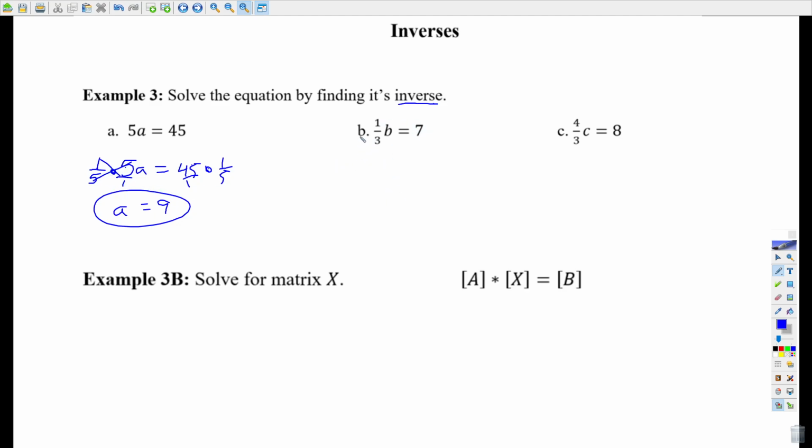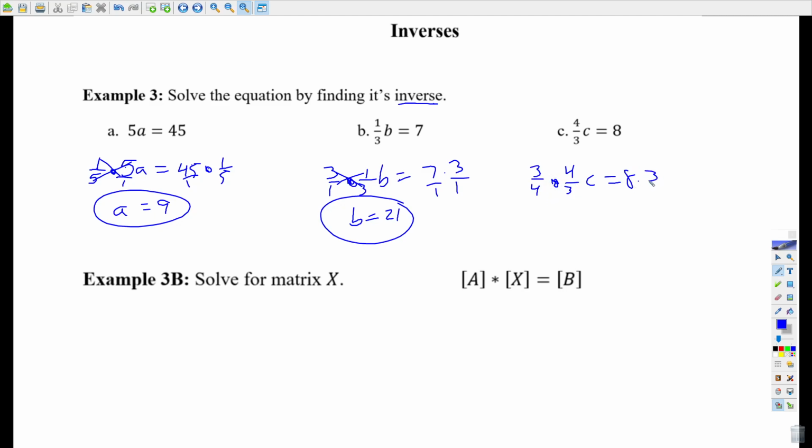It's the same idea. So for part B, we have 1/3 B equals 7. How would we get rid of the 1/3 with multiplication? We would multiply by the reciprocal, in this case 3 over 1. Do the same thing over here. Then you get 3 over 3, they cancel out, just B. Over here, you can put it over 1 and get 21 over 1, or just 21. All right, the last one, we have 4/3 C equals 8. We would be multiplying both sides by, flip those around, 3 over 4.